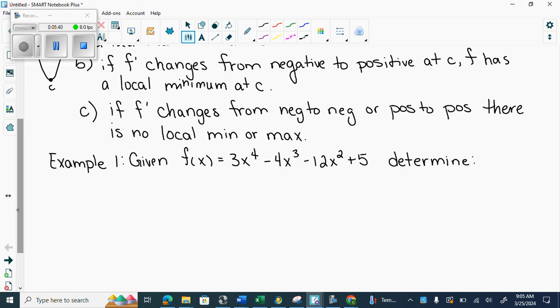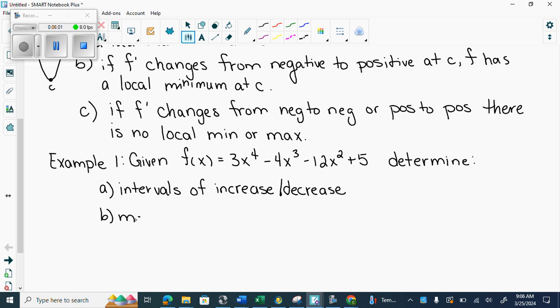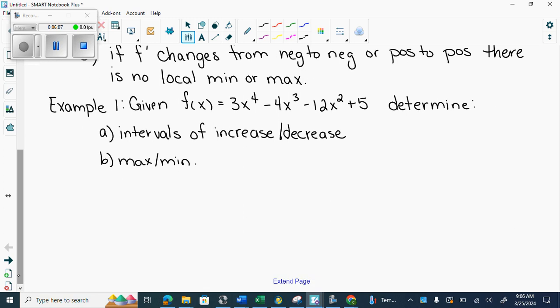Okay, determine A, intervals of increase, decrease. B, max and min. So try that one out, and then we'll talk about the second derivative test. If you're still working, that's fine.